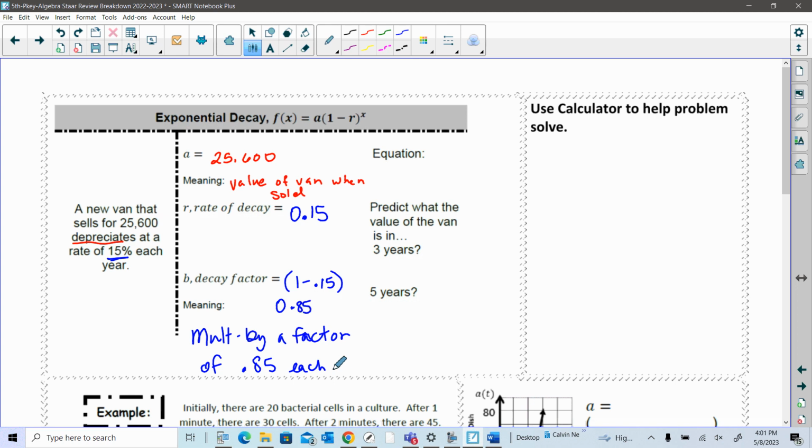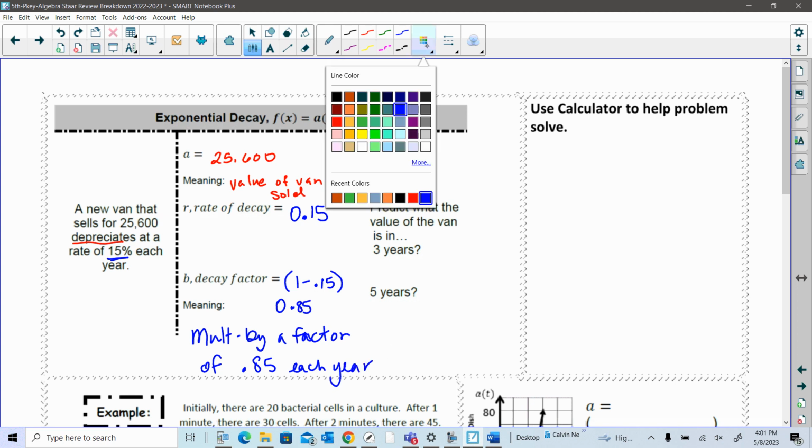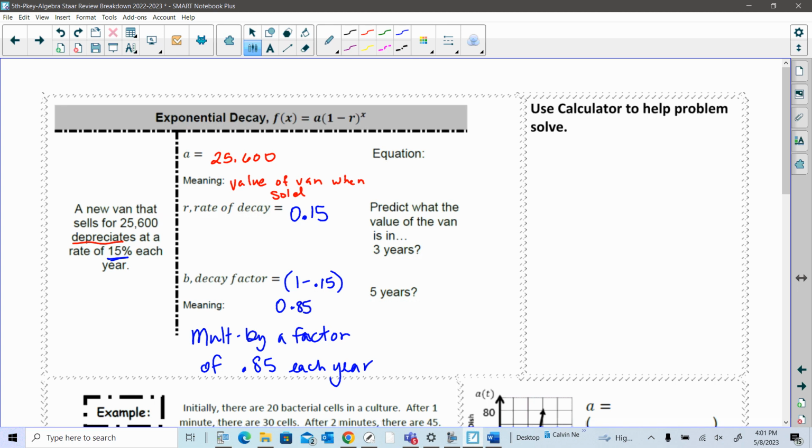Okay. All right, so we're going to write an equation here. Our equation would be taking our initial amount, 25,600, now 1 minus the 0.15 to the x power. Now they want us to predict the value after 3 years, 5 years. So we have to put this in our calculator.